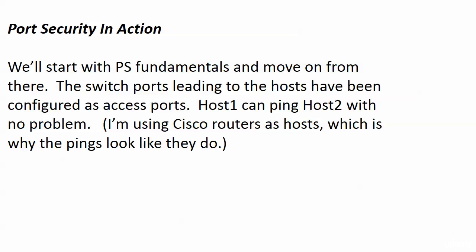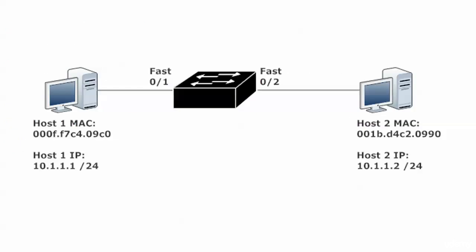Now we're going to start seeing port security in action, and we're going to start with the fundamentals. We're going to move on from there. And the switch ports leading to the host have been configured as access ports. I've already taken care of that. Host 1 can ping host 2 with no problem. I'm going to use Cisco routers as our hosts, which is why the pings look like they do. But this is what we're working with.